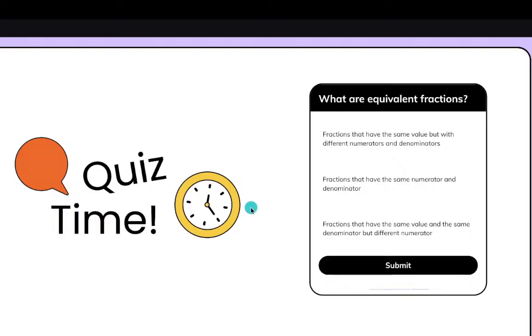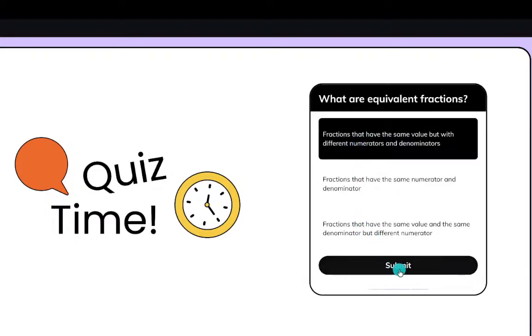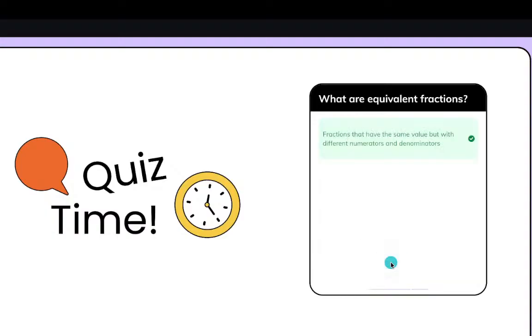Okay, so the final answer is, yep. It is correct. Good job. Equivalent fractions do not necessarily have the same denominator, and they do not need to look alike. They represent the same portion of a whole, but they just need to represent the same amount.